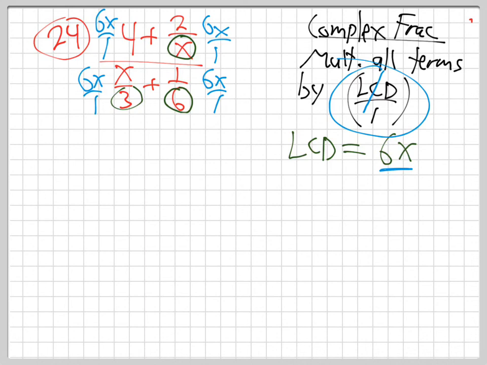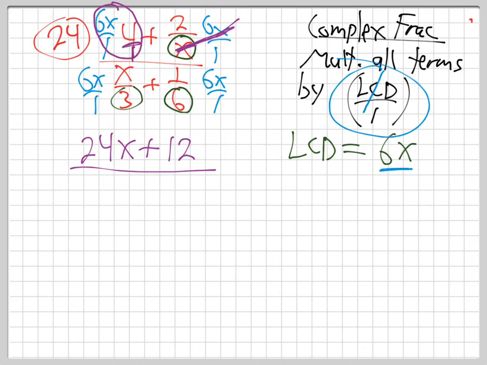And now we cross cancel. First off, right here, these guys are just going to multiply because nothing can cancel. There's not anything under the bar, whereas here, these x's will cancel. So this is just 24x plus 12. See what's happening? I just multiplied 4 times 6x. It's really 4 over 1, and so they multiply to be 24x.